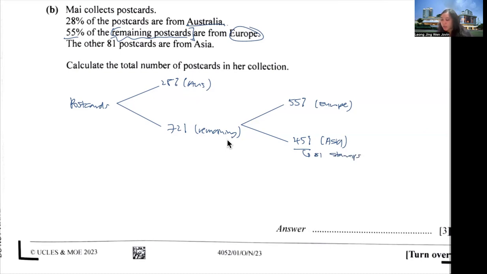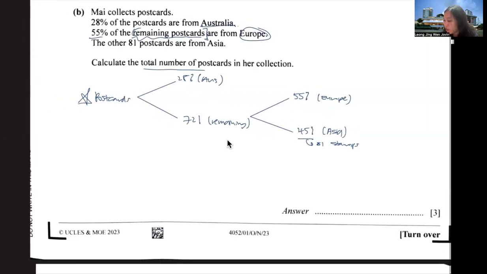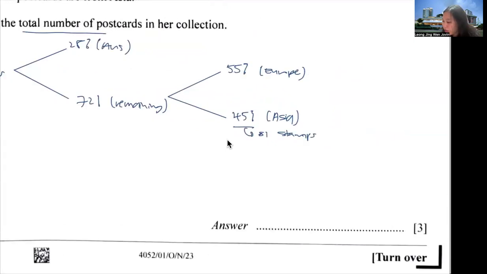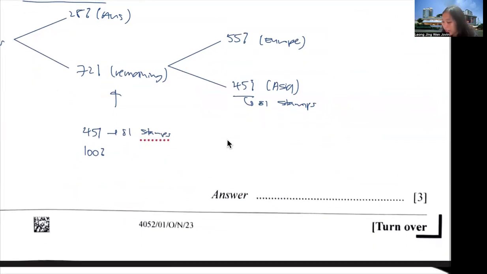From here, I need to calculate the total number of postcards in her collection, so basically the big number over here. How many postcards does she have overall? We have to work backwards now. If I know that 45% represents 81 postcards, I can work out what is 1% and then convert it back to 100%. I'll shift all this down. So maybe I'll do that.